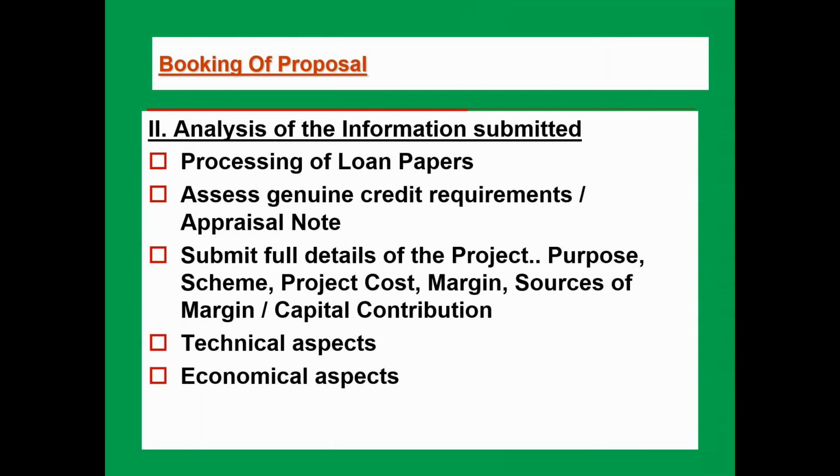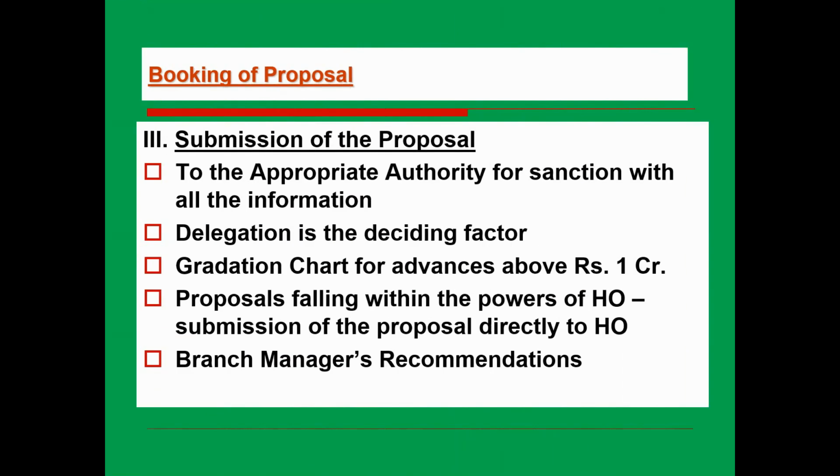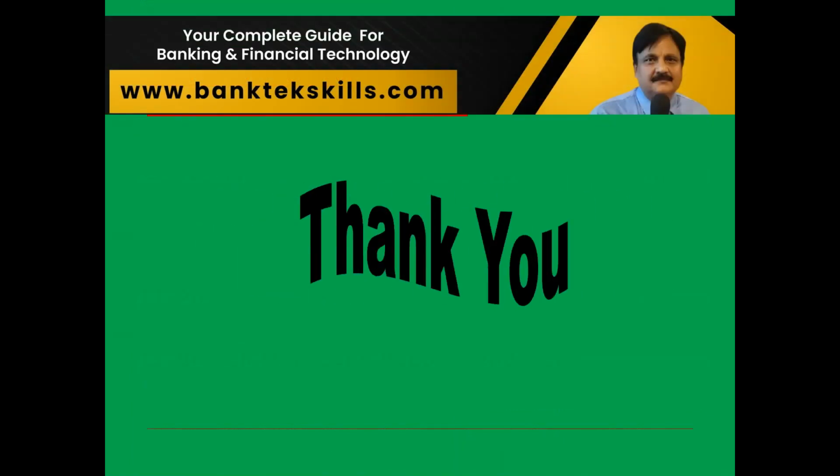So booking a proposal, processing loan papers, assess the genuine credit requirements, appraisal notes, submit full details of the project, purpose, scheme, project cost, margin, source of margin, capital contribution, technical aspects and economic aspects also. So submission of the proposal to the appropriate authority for sanction and review, delegation to the deciding factor, gradation chart for advances above rupees 1 crore, proposals falling within the powers of the authority, and the branch manager's recommendation has to be there. So this is all about credit assessment and ratio analysis.